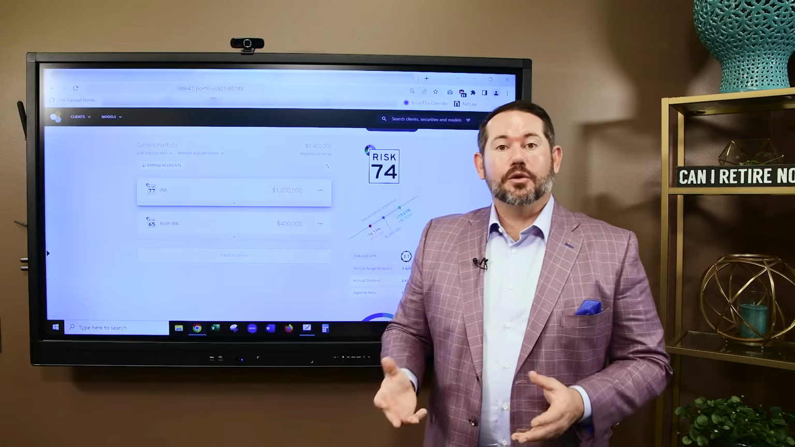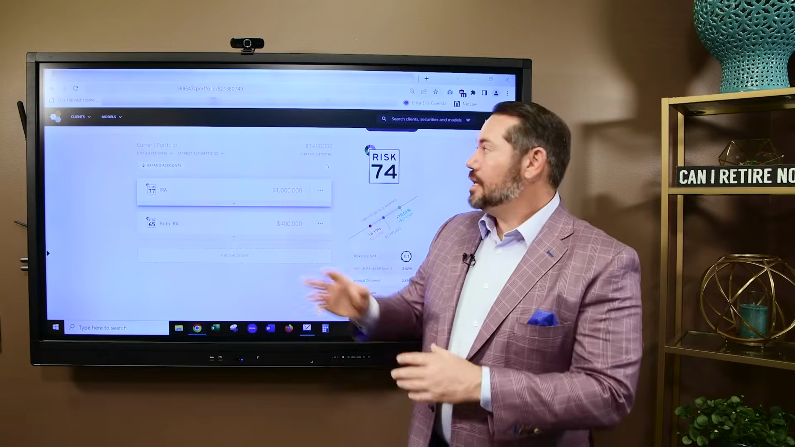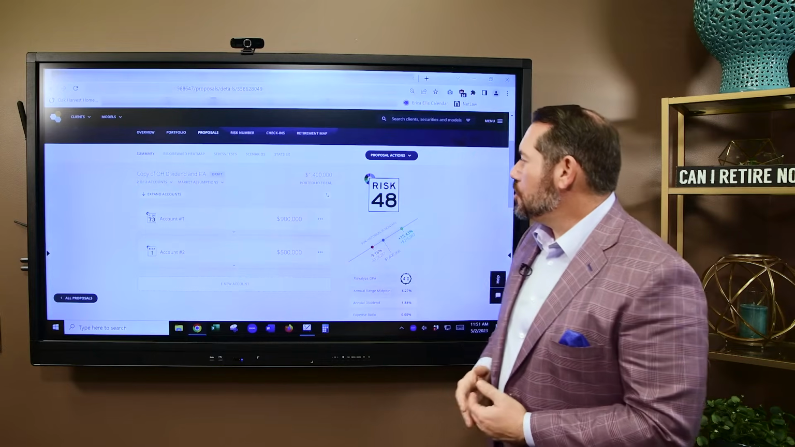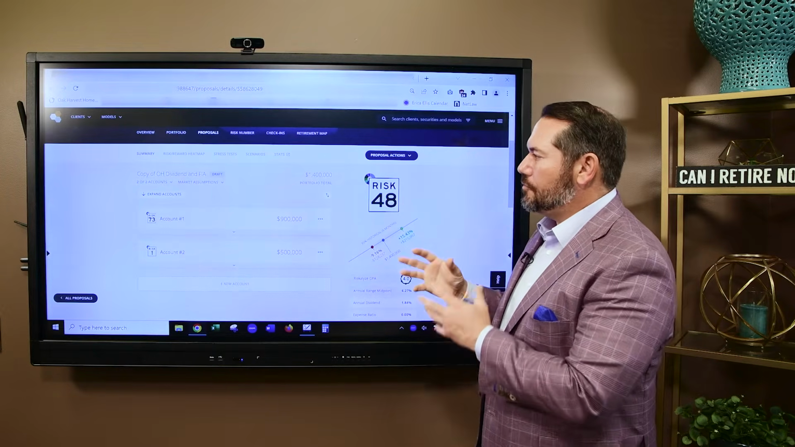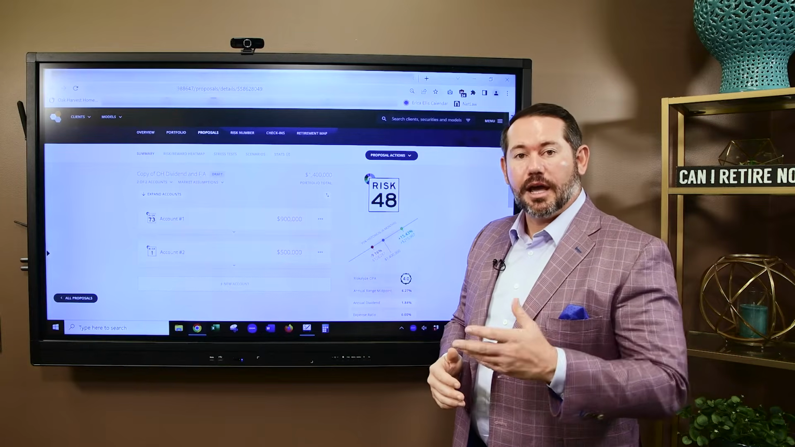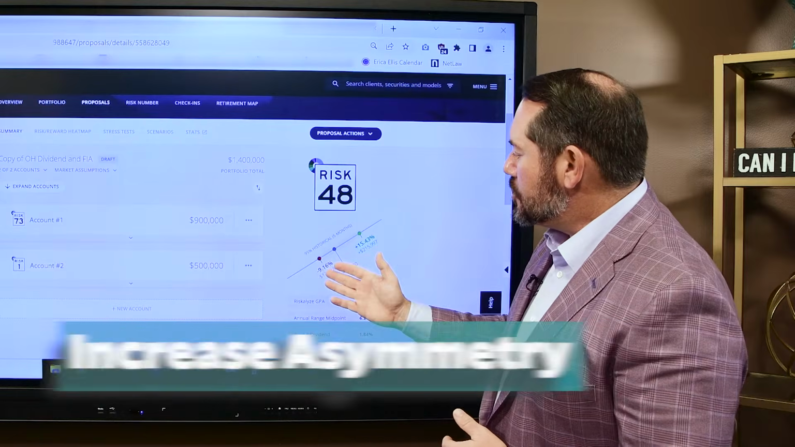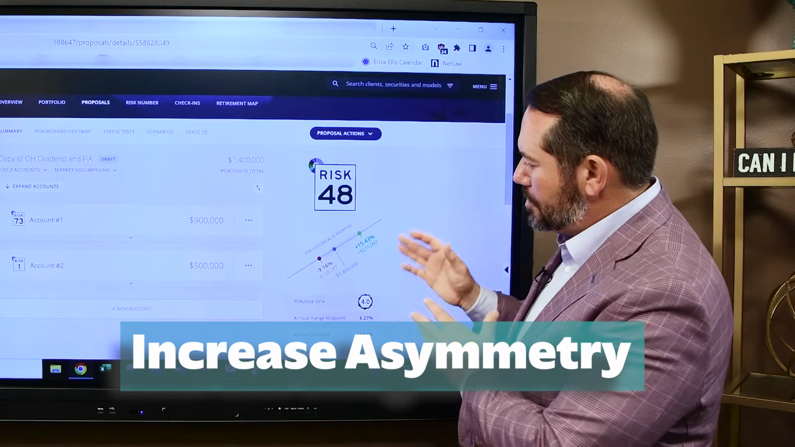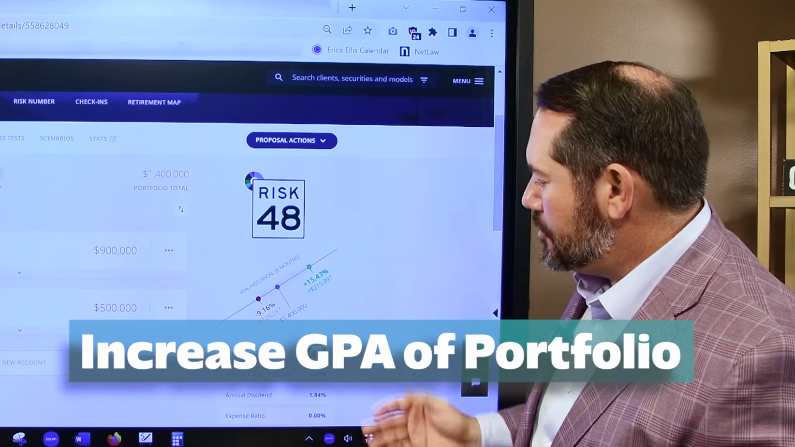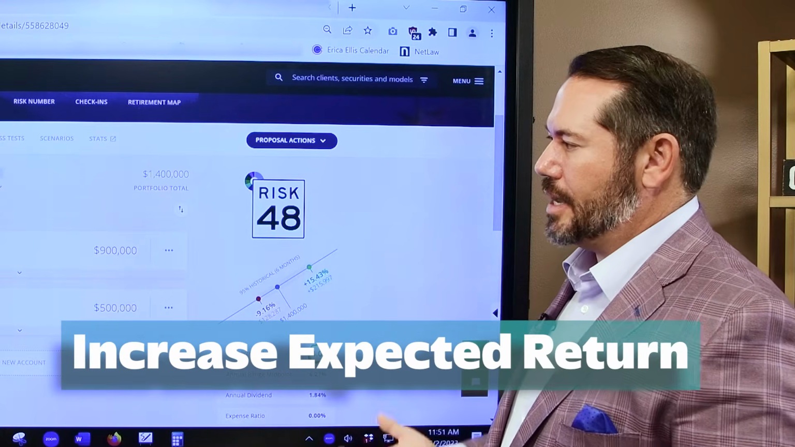Once you become a client and we go through the allocation meeting, here's where we look at the proposed portfolio, where we get the risk number of the portfolio in alignment with your willingness to take risk, try to increase the asymmetry between the risk and the potential return, increase the GPA of the portfolio, and increase the expected return.